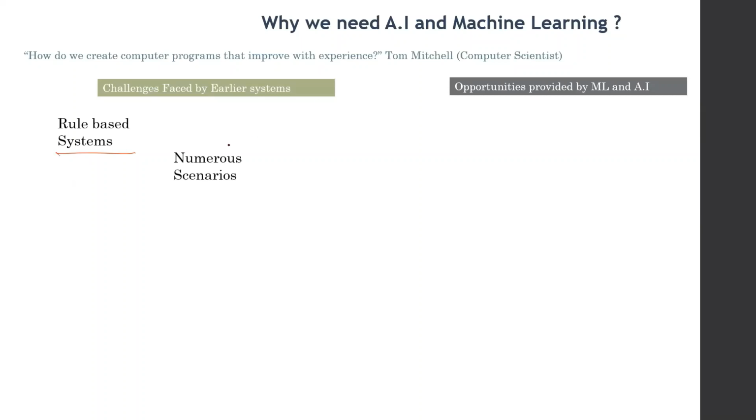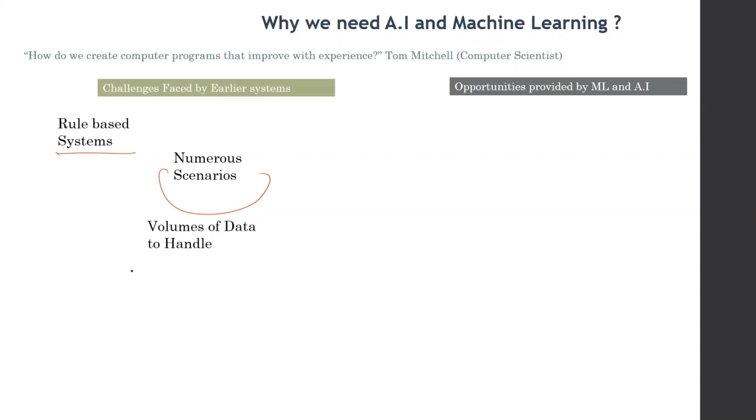So what happens if there are numerous scenarios? In this case, you cannot sit and write a lot of rules. It becomes very cumbersome, its efficiency degrades, and you need to modify the rules periodically. So a lot of work is involved, and also there is the volume of the data handled.